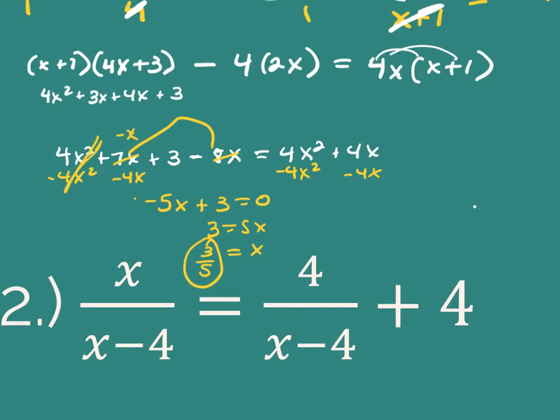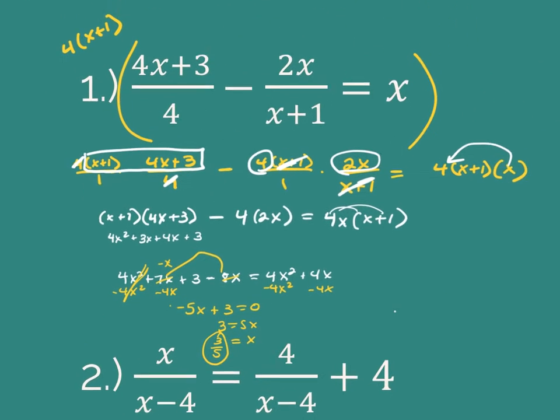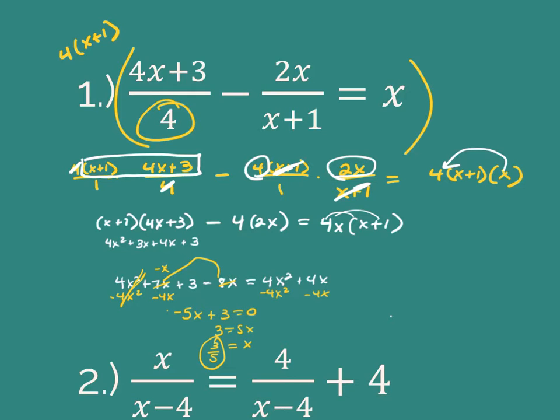Now I've just got to go back up to the beginning and see, can I plug 3/5 into my denominators? The first one doesn't have a variable. The second one, if I plug 3/5 in there, does that give me a 0? It does not, which means I get to keep it.